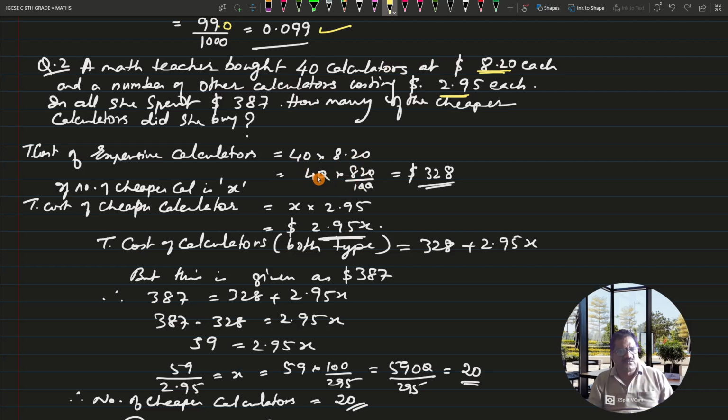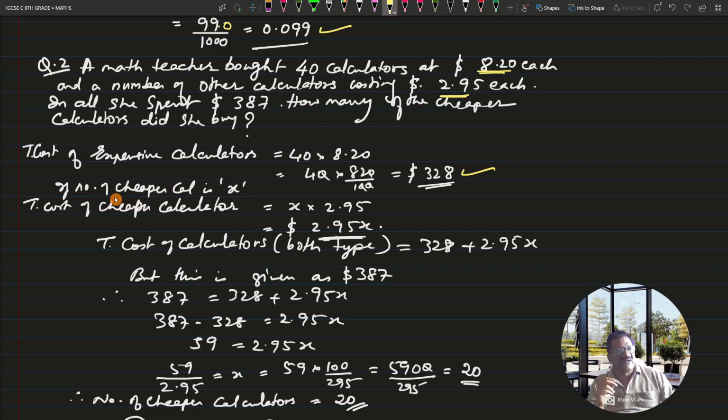And that works out to 40 into 820, since 8.20 can be written as 820 upon 100. Then you proceed with the calculation. This 0 will go with this 0, this 0 will go with this 0. And you will get 82 into 4, which works out to $328. So the 40 expensive calculators are costing 328. Now he says further in the question that there are some cheaper calculators also which were purchased.